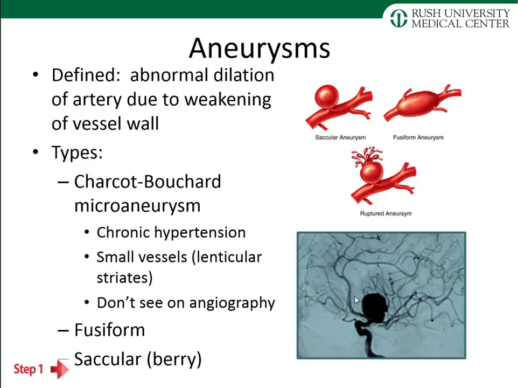So let's talk a little bit more about aneurysms. This information will also be on Step 1. So an aneurysm is defined as an abnormal dilation of an artery due to weakening of the vessel wall. And there are several types of aneurysms. You can see pictures here on the right. Here's a saccular aneurysm, a fusiform aneurysm, and a ruptured aneurysm. That's kind of what it looks like.